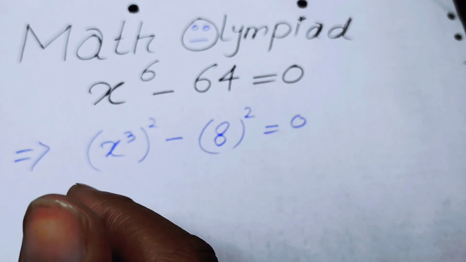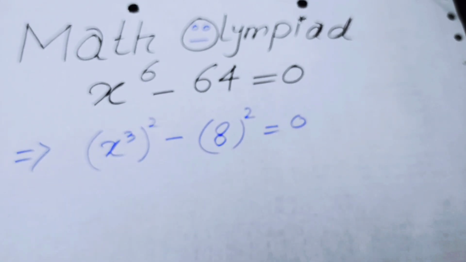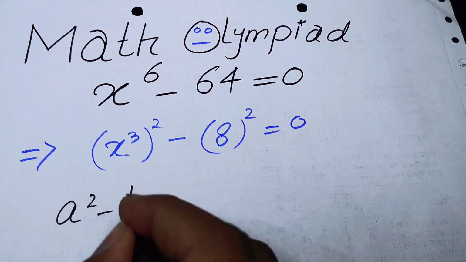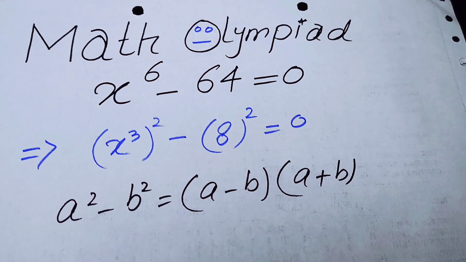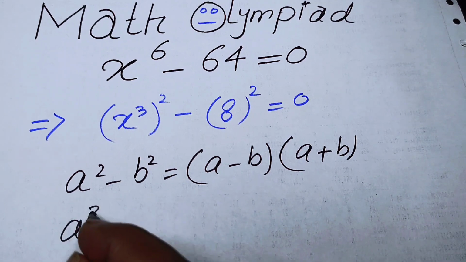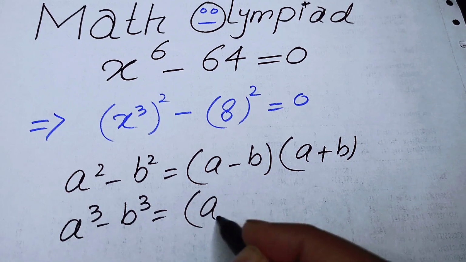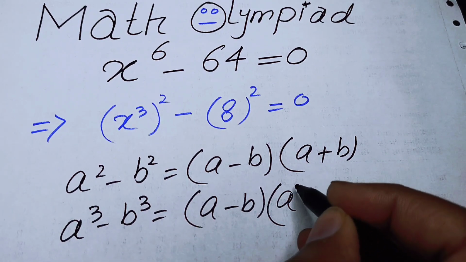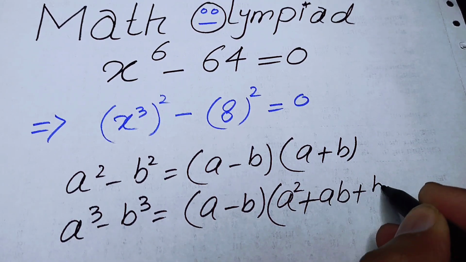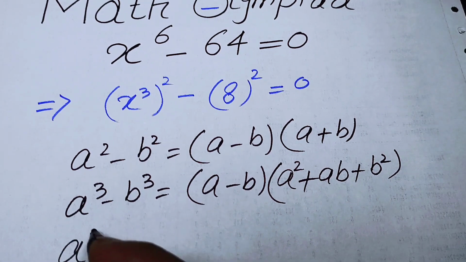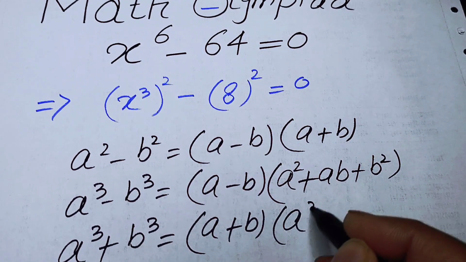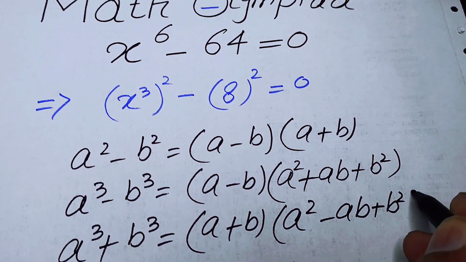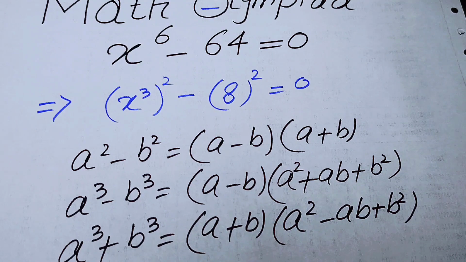Now you can remember some important identities. a squared minus b squared is equal to (a minus b) times (a plus b), and similarly one of the cubic formulas is a cubed minus b cubed is equal to (a minus b) times (a squared plus ab plus b squared), as well as the cubic formula with a plus: a cubed plus b cubed becomes (a plus b) times (a squared minus ab plus b squared). Here we need these three formulas to solve this question.